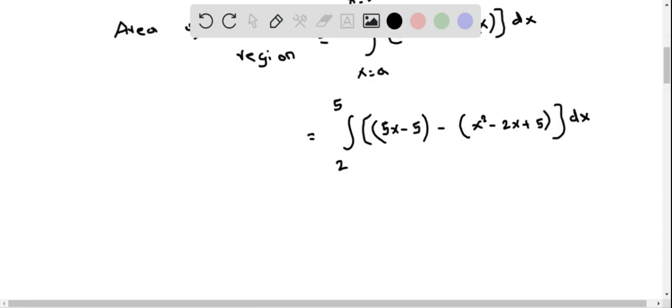Let's simplify and evaluate this. And so this gives, we have 5x minus of minus 2x, this will be plus 2x, which is 7x.